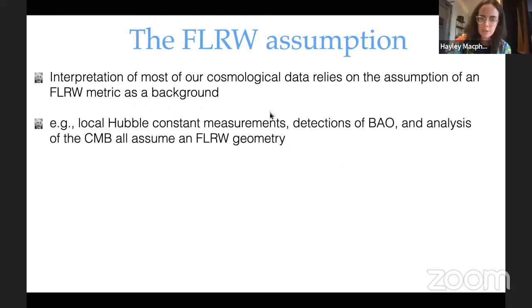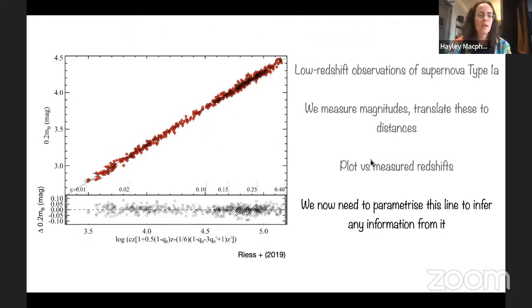And so from now on, I'm just going to talk about more low redshift or local measurements. And so here's an example of some supernova type 1a. We've got the magnitude versus redshift relation down here, where they go up to about 0.4. So each point here is a supernova, and we can see that with some scatter, they fit a straight line pretty well, which tells us the universe is expanding.